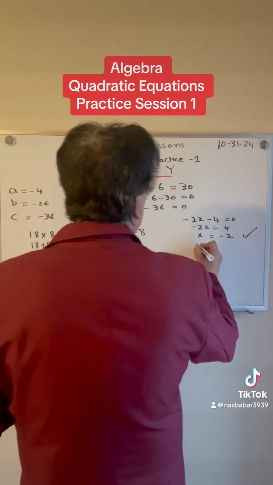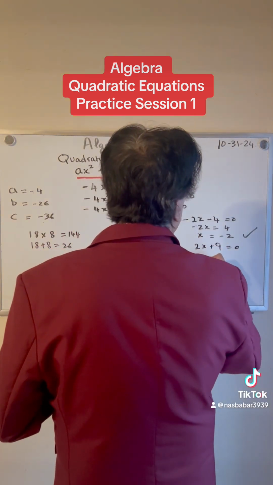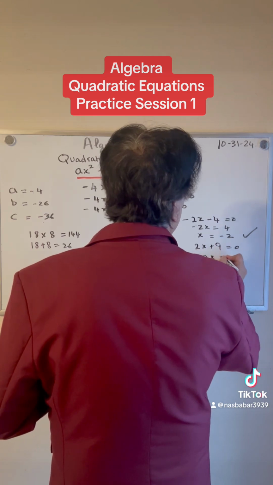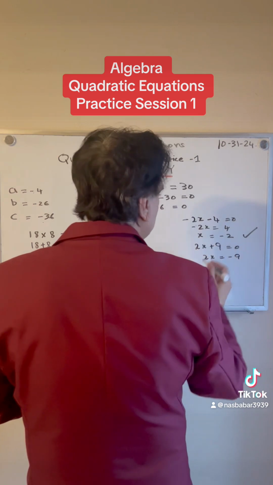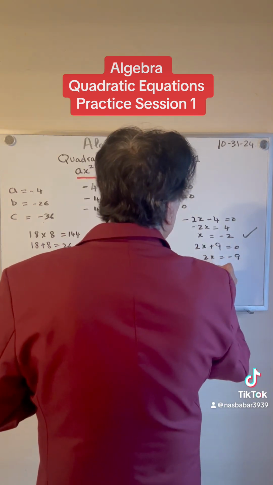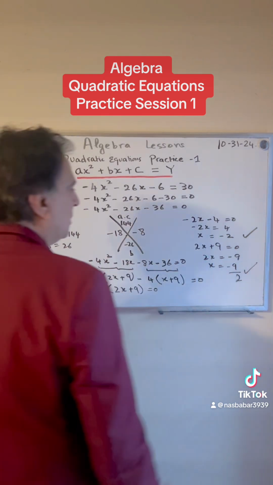And then the second one is 2x plus 9 is equal to 0. All right, 2x is equal to minus 9. I moved the 9 to the right hand side, so the sign changed. So then x is equal to minus 9 over 2. So this is the second answer.